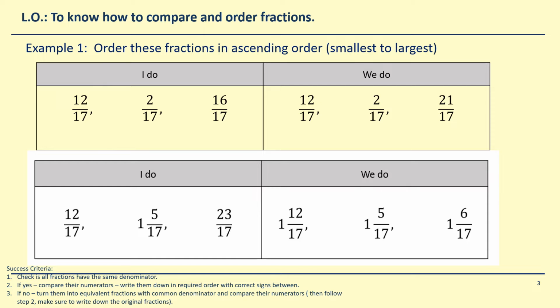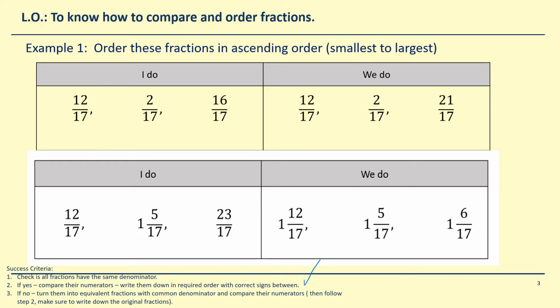Let's have a look at the success criteria. Step 1 is to check if all fractions have the same denominator. In our example, they do have the same denominator, so that's a check. Step 2: if yes, compare their numerators. Write them down in the required order with the correct signs between. If no, okay, this is what we are going to move on to next.